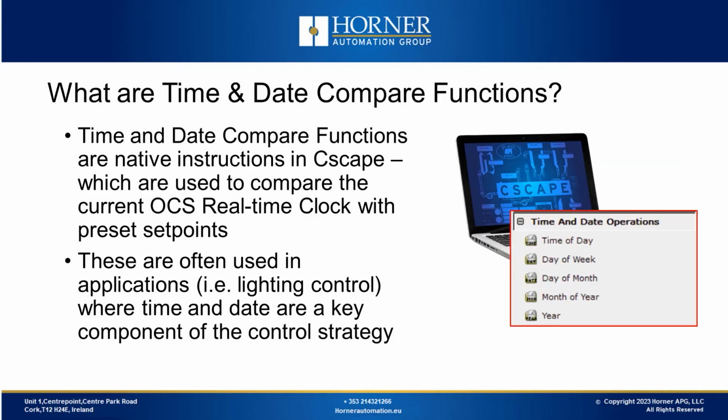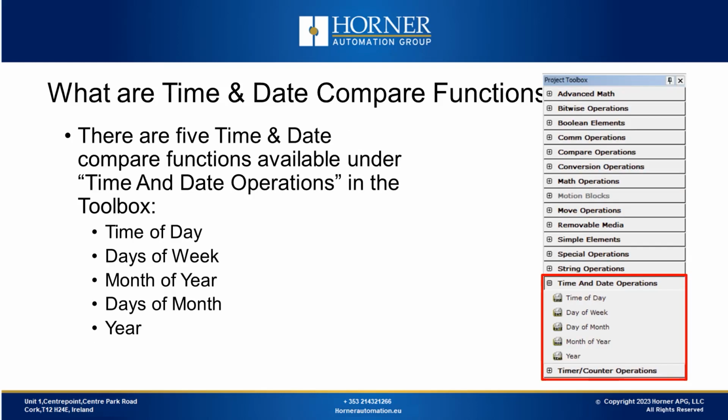Time and date compare functions are native instructions in Cscape, which are used to compare the current OCS real-time clock value with some preset set points. They're often used in applications like lighting control, building automation, and others where time and date are a key component of the control strategy. There are 5 time and date compare functions available, and you can find them in the time and date operation section of the project toolbox. There's time of day, days of week, months of year, days of month, and year.